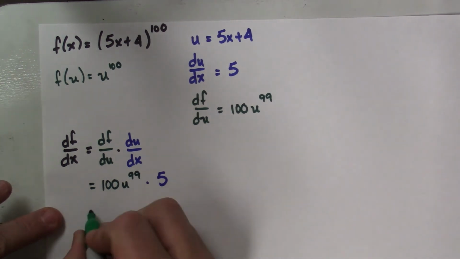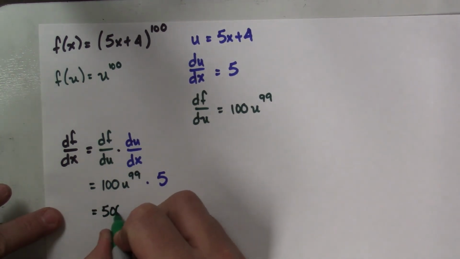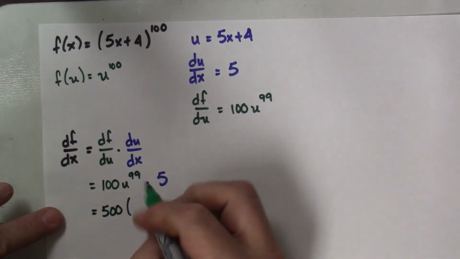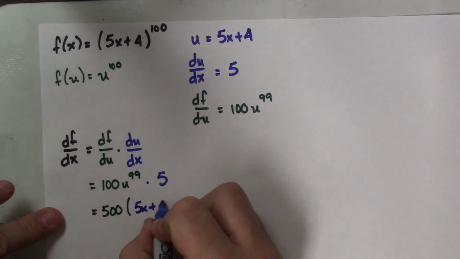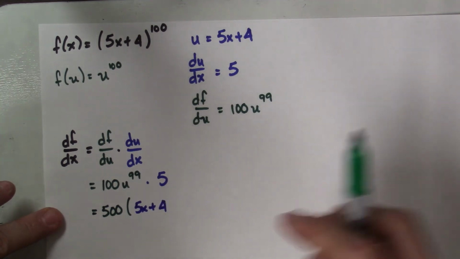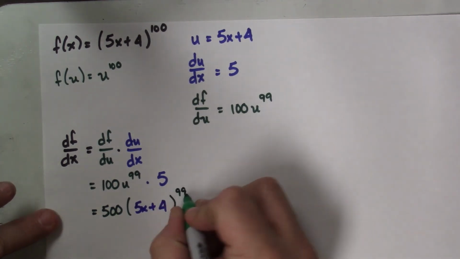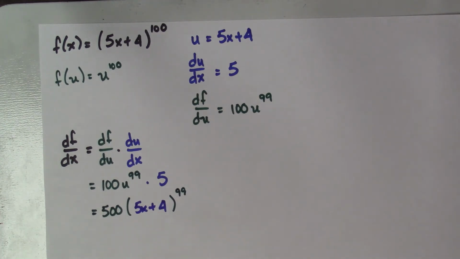And now all I have to do is put stuff together. So that's 5 times 100 is 500 times 5x plus 4 to the 99. And I still have no desire to FOIL that or expand that out, so I'm going to leave it right there.